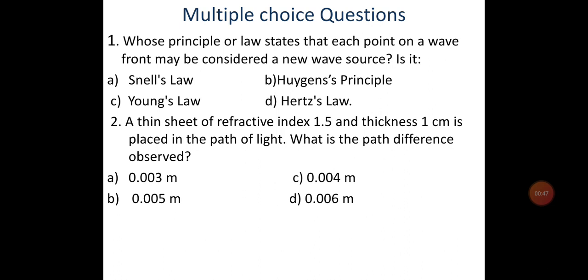The next question is, a thin sheet of refractive index 1.5, that is mu equals 1.5, and thickness 1 centimeter, is placed in the path of light. What is the path difference observed? You use the appropriate formula for the fringe shift, and using the appropriate formula you will be able to find out the answer in this particular question.